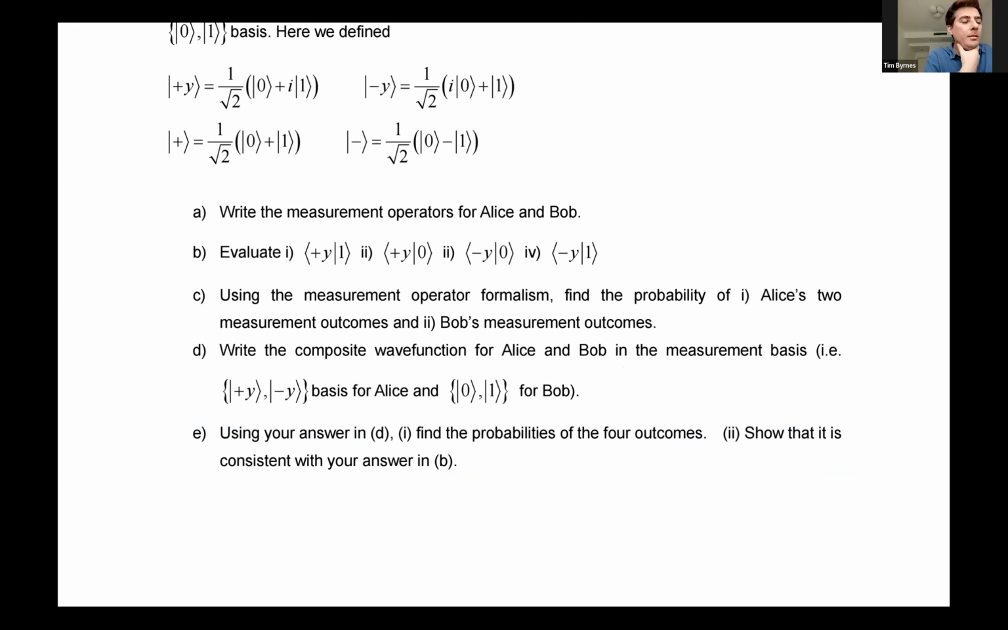And then D is, write the composite wave function for Alice and Bob in the measurement basis. Oh, wait a minute. Right, so Bob has a qubit in the Y state, right? Okay, so basically, okay, so minus Y state.